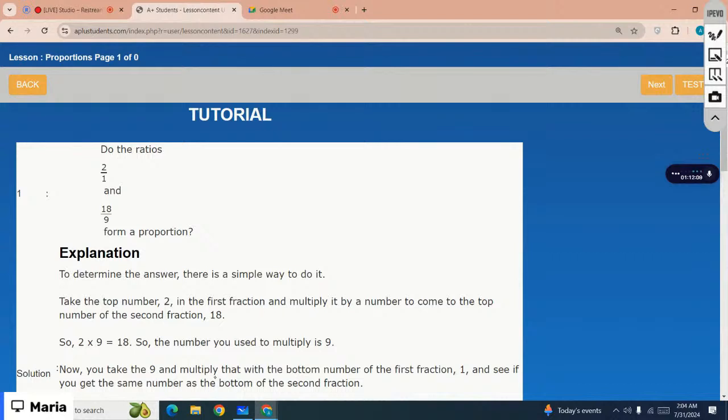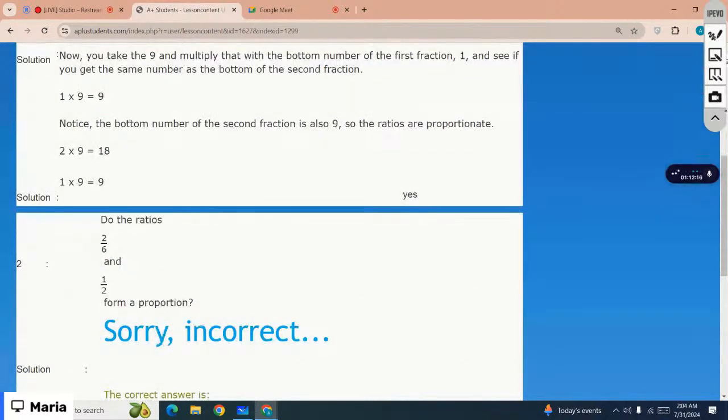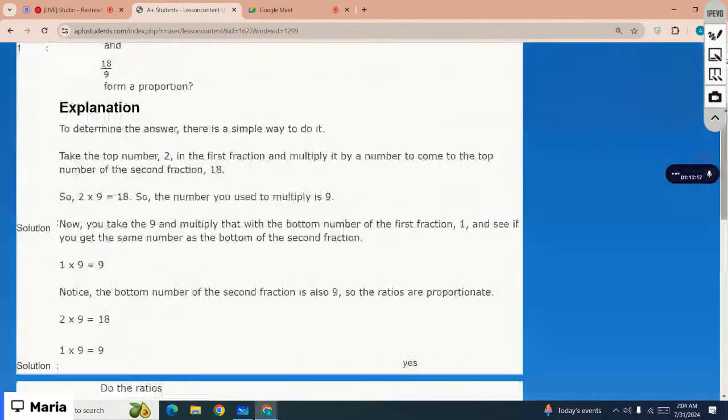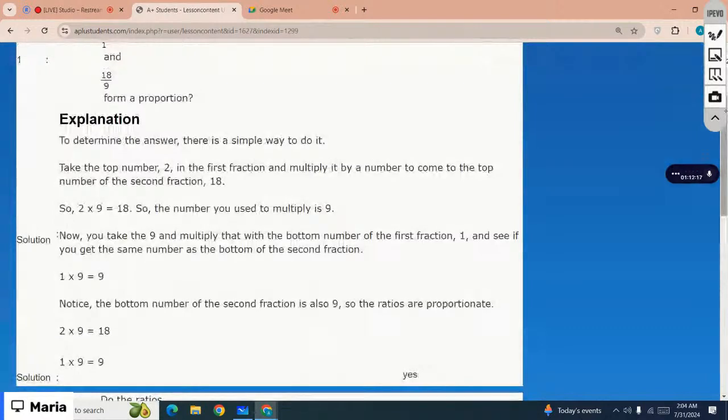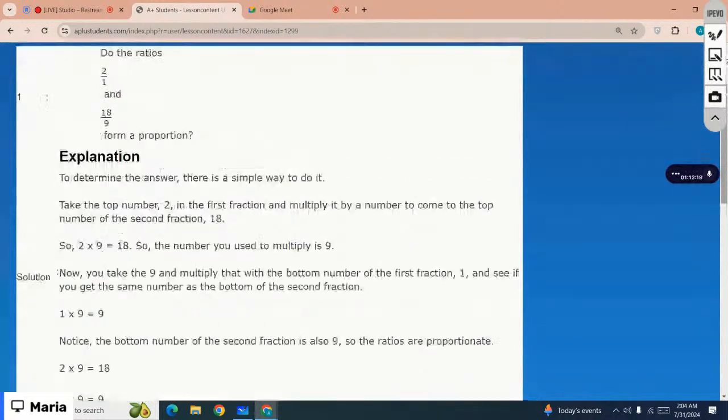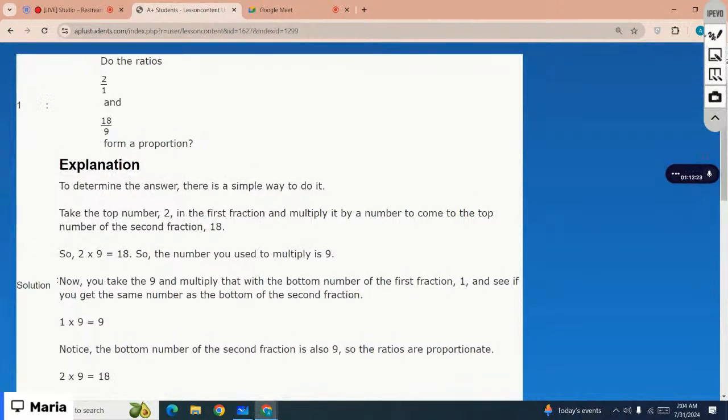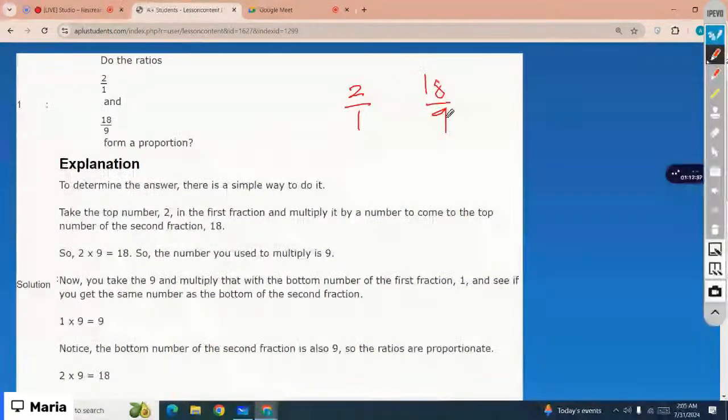Okay, do the ratios 2 by 1 and 18 by 9 form a proportion? You have to see if 2 by 1 and 18 by 9, and you have to cross multiply their numerators and denominators. You need to do 9 times 2 and you have to do 18 times.